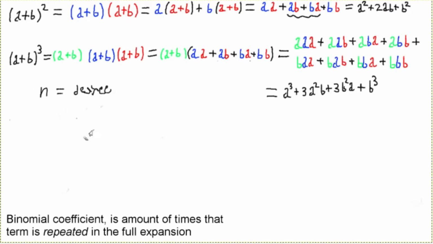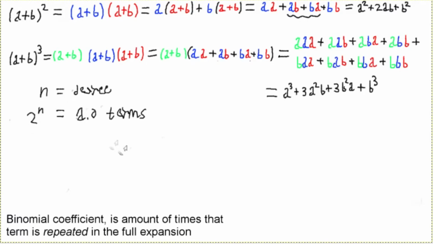Now, let's also ask this question. What is the amount of terms if we have a plus b to the power of n? Well, if a plus b to the power of 2, we have 4 terms. Then we times this by a plus b to get a plus b to the power of 3, and we times into the parentheses, so we double the amount of terms. Each time, we're going to times into the parentheses and double the amount of terms. This means that the amount of terms is going to be equal to 2 to the power of n.